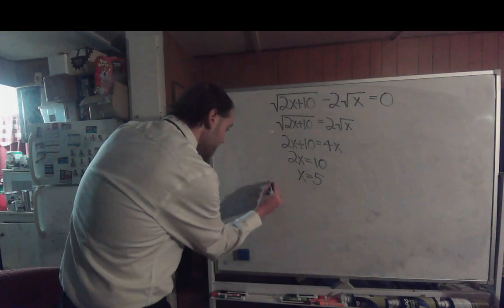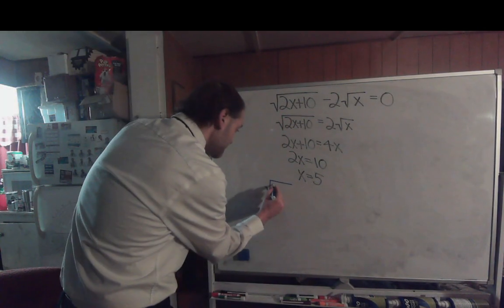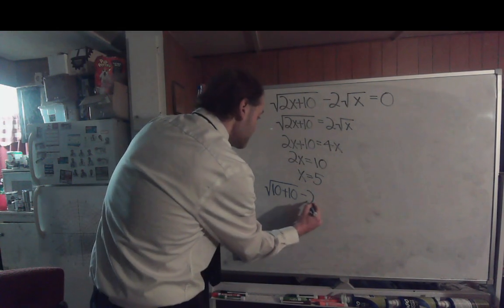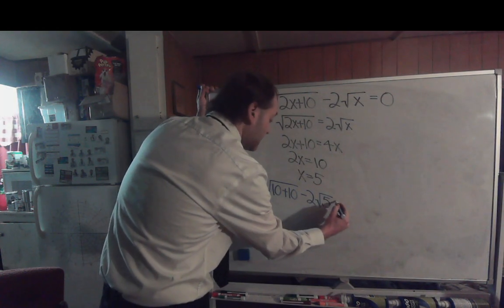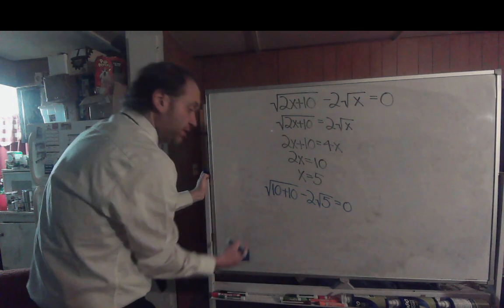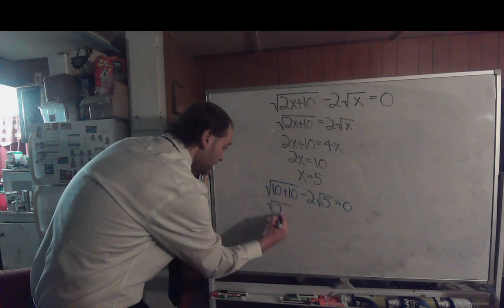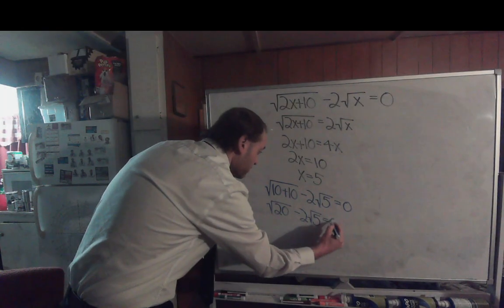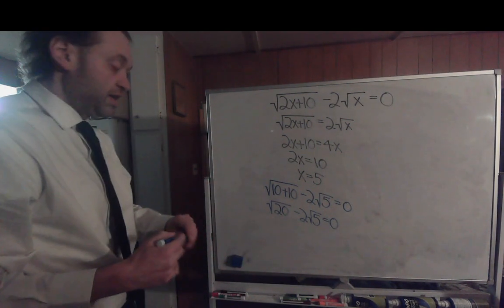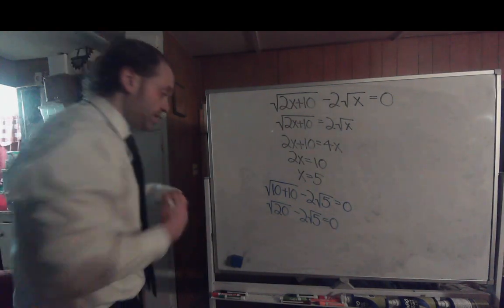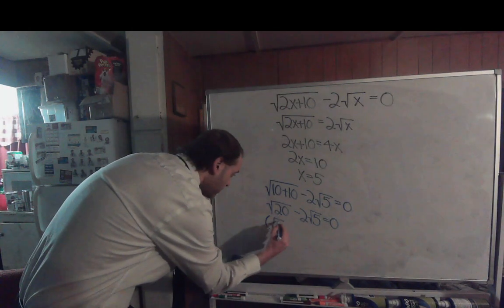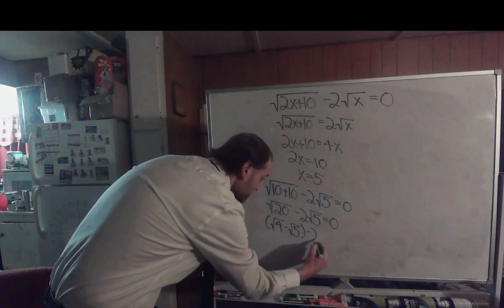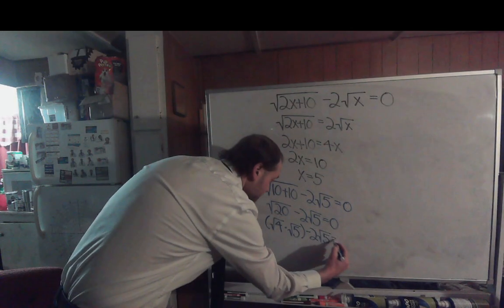So we have the square root, 2 times 5 is 10, square root of 10 plus 10 minus 2 times the square root of 5 equal to 0. Well, square root of 10 plus 10, that's the square root of 20, minus 2 times the square root of 5 equals 0. Now hang on a minute here. Can we break down the square root of 20? We sure can. That's going to break down into the square root of 4 times the square root of 5. Then you'll have minus 2 times the square root of 5 equal to 0.